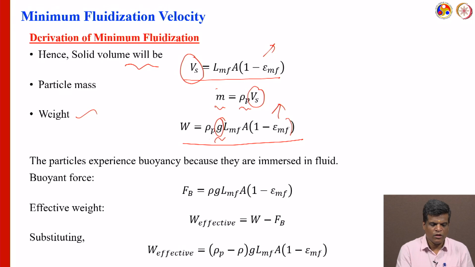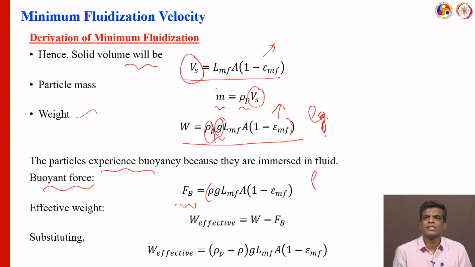So the particle now experiences a buoyancy force, because they are immersed in the fluid. So then we have to write the buoyancy force Fb equal to, same way, instead of particle we have to write for fluid density. There is a rho density here, rho P, density of particles. So here rho G, same way LMF A (1 - epsilon), this one.